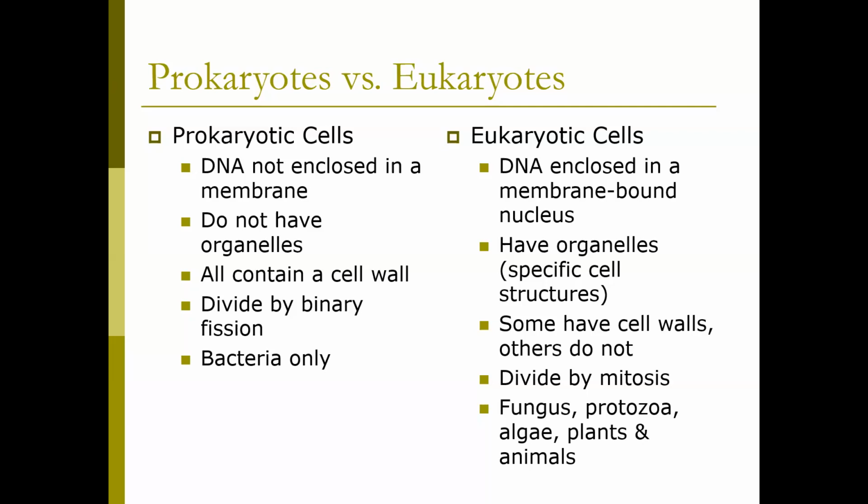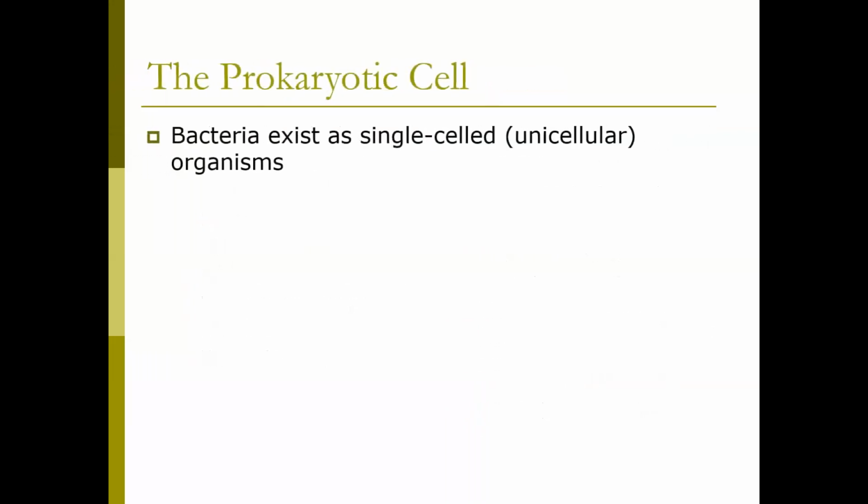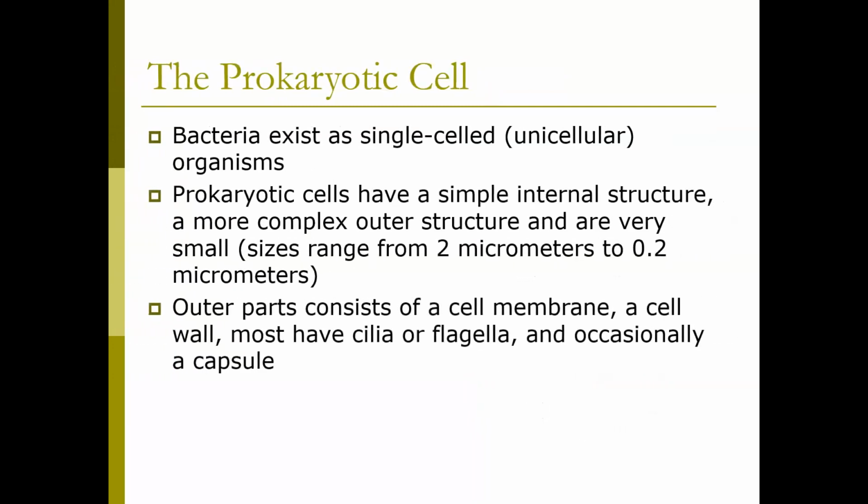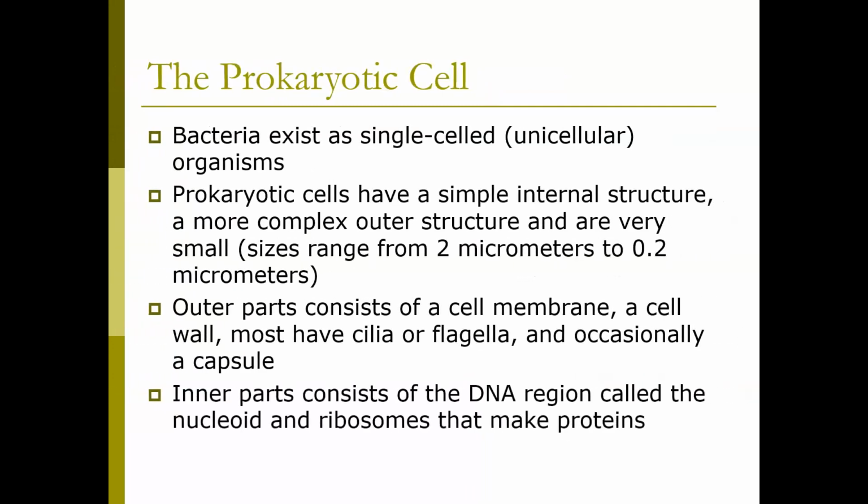So, like I said, you just want to know the differences between prokaryotic cells and eukaryotic cells. There are quite a lot of them. And just remember that the term prokaryote can basically be used interchangeably with the term bacteria. So bacteria are unicellular organisms because they are single-celled. So they're just made up of one single cell.